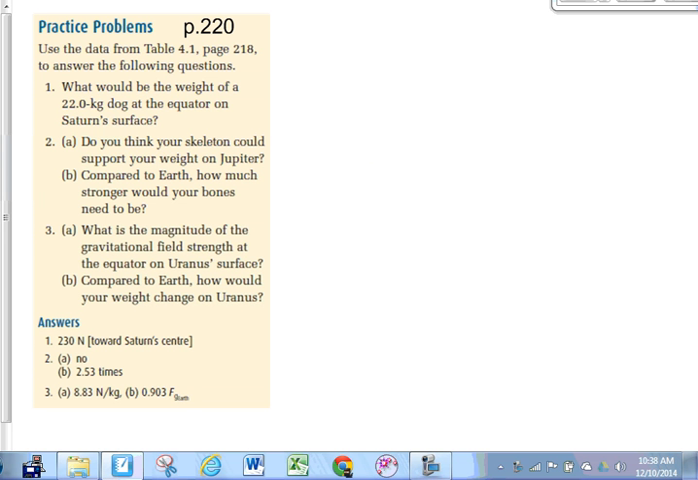Okay, 2A. Do you think, this is just a think question, right? Kind of a guess, a hypothesis. Do you think your skeleton could support your weight on Jupiter? Do you think it could or couldn't? Who says yes? Who says no? Why don't you think? Okay, most people are saying no here. Why don't you think that your skeleton could support your weight on Jupiter? Any reason, or is it just kind of a guess?